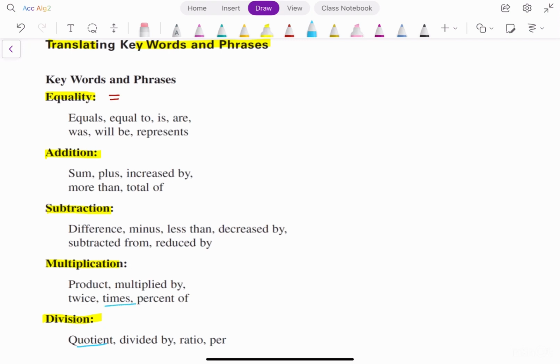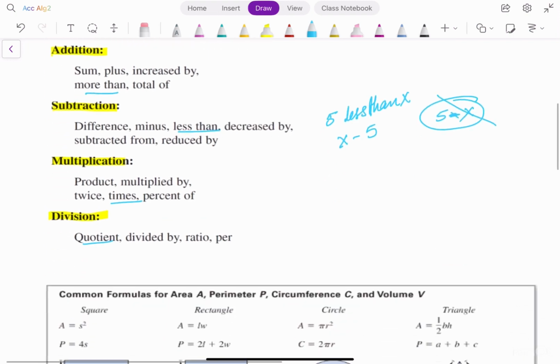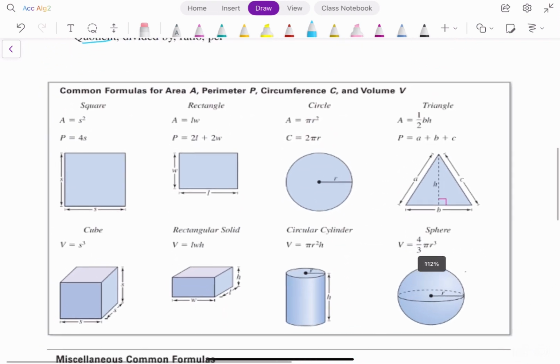For example, times always implies multiplication. Less than, more than, quotient always implies that we are talking about dividing something. Whenever you see more than or less than, you need to keep a few things in mind. For example, if we have 5 less than x, that implies you are taking 5 away from x. So x minus 5 is the right way to write it. If you write 5 minus x, that is wrong because you are not taking x away from 5.